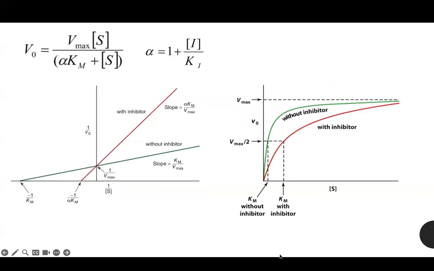If we plot this in terms of the Lineweaver-Burk plot, we get, sorry, my dog is grunting at me right now.